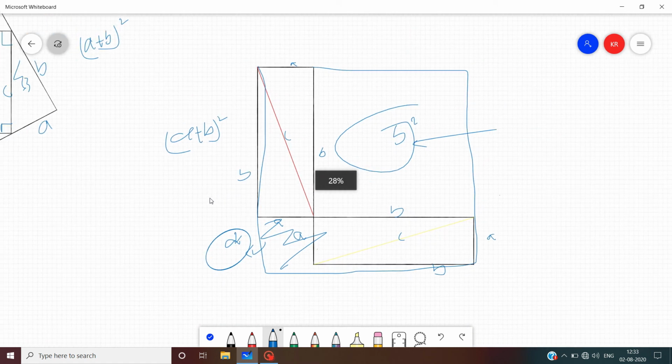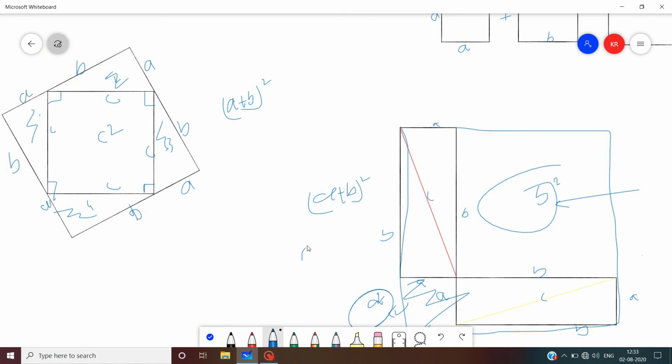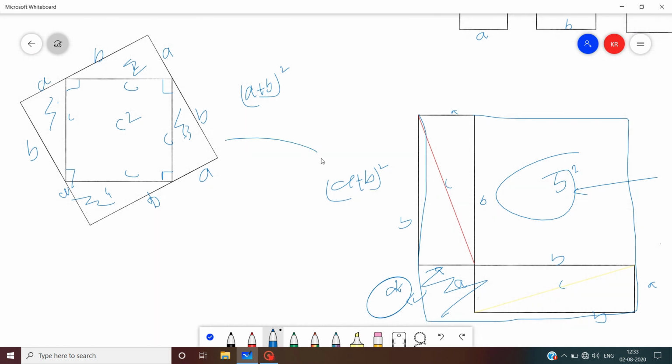So something we have seen here. From here these two squares have equal area and the same triangular parts are used, so the remaining area must be equal in both squares. So here the remaining part is c square, so that must be equal to the sum of these additional remaining parts, a square plus b square. Hence proved.